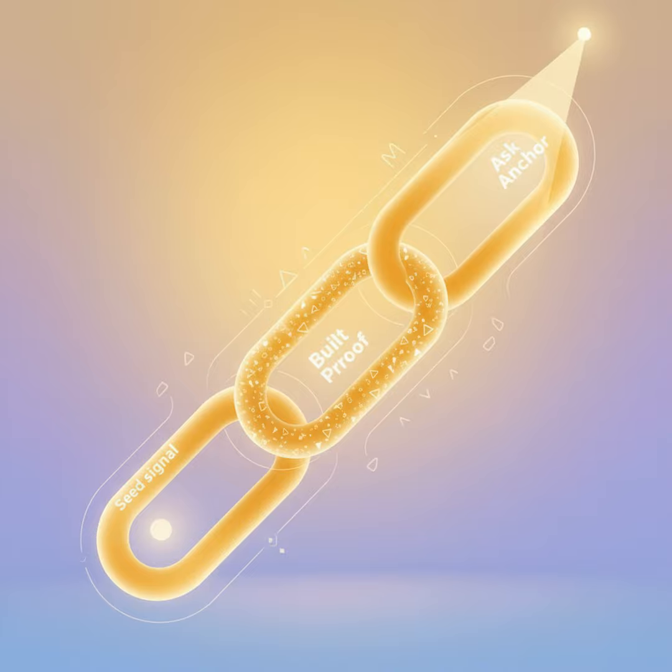Overview. Quick and practical. The 3 links are Seed Signal, Build Proof, and Ask Anchor. The decision rule that ties them together is simple. Pick the smallest useful proof at each step, small enough to be easy, useful enough to change perception. Over time, those 3 tiny wins add up into a clear yes or a clean no that preserves dignity.